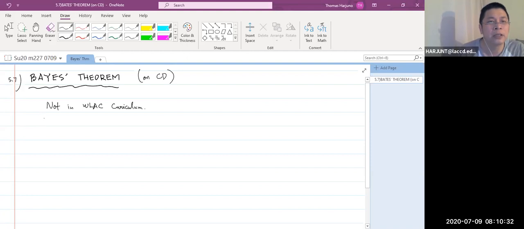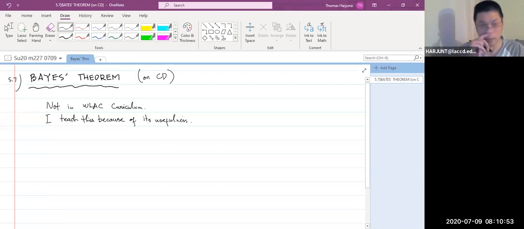The reason I teach this is because of its usefulness. It's quite useful in our daily life. It explains a lot of phenomena that are originally counterintuitive at first. Now, here's the thing though. Bayes' theorem itself is kind of okay.